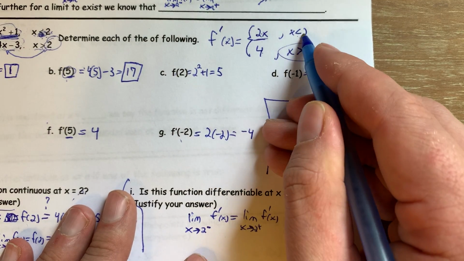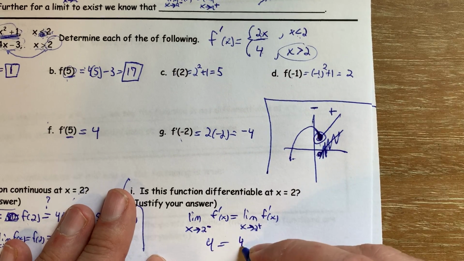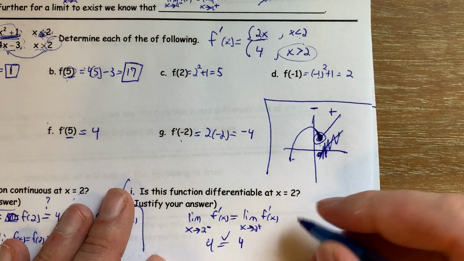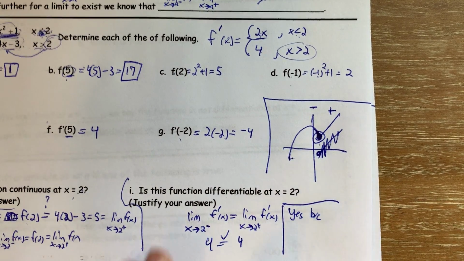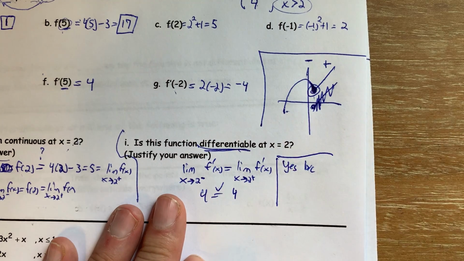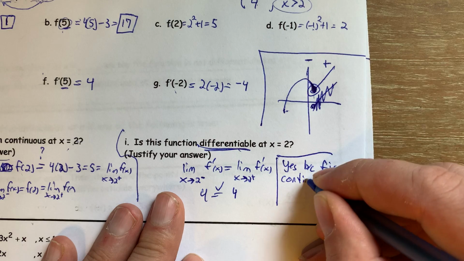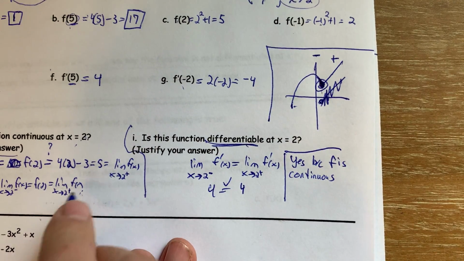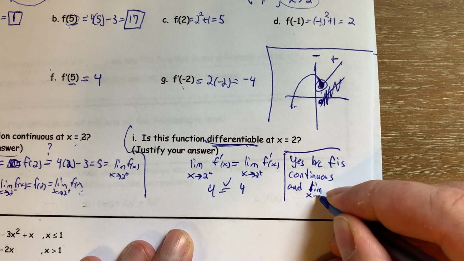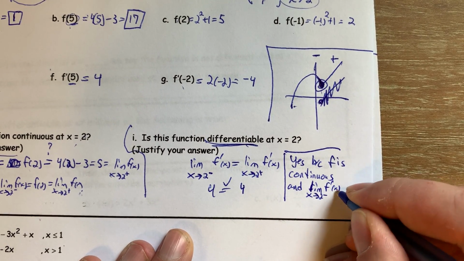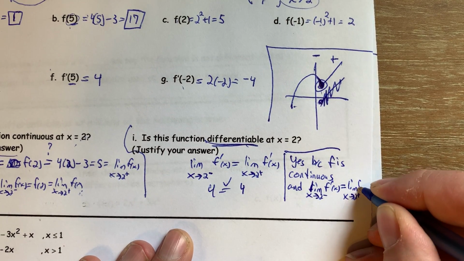And we can do that just by plugging in. We can put in 2. So direct substitution, we get 4 equals 4. And so it is differentiable. And here's how we justify. We say yes, because there are two things that need to happen for a function to be differentiable. Yes, because f is continuous. That's the first thing. The function needs to be continuous. We already proved that over here. And the limit as x approaches 2 from the left of f prime of x is equal to the limit as x approaches 2 from the right of f prime of x.